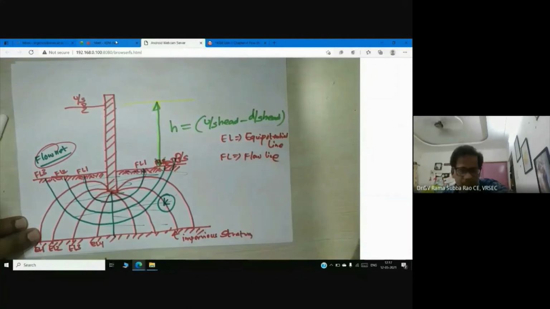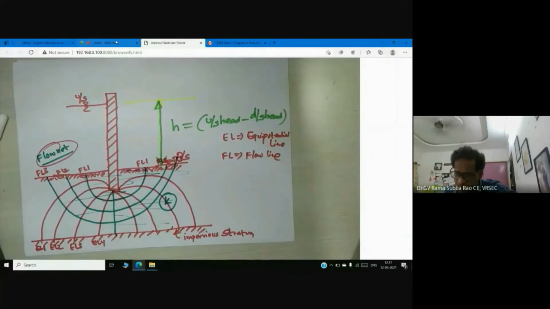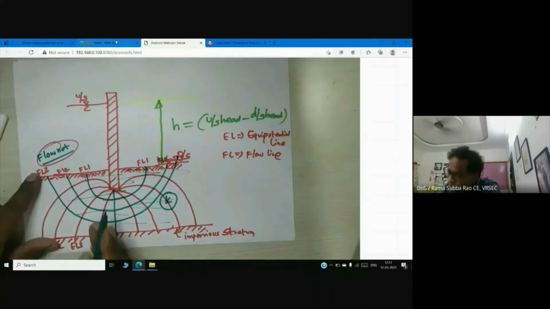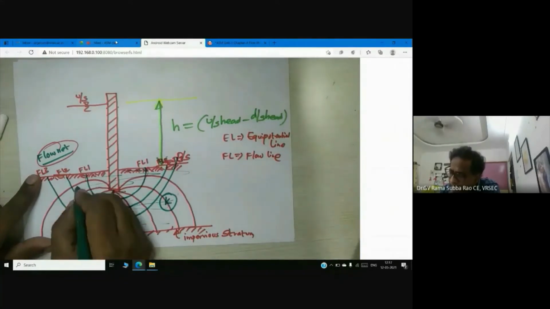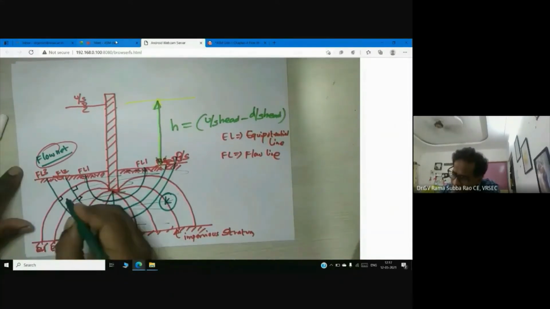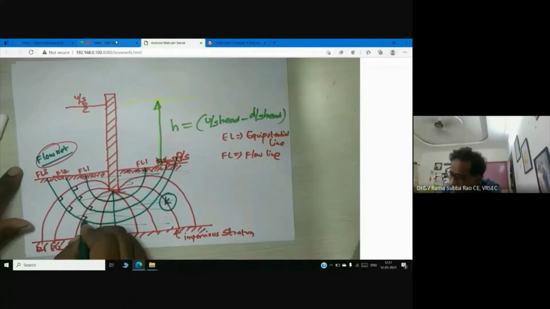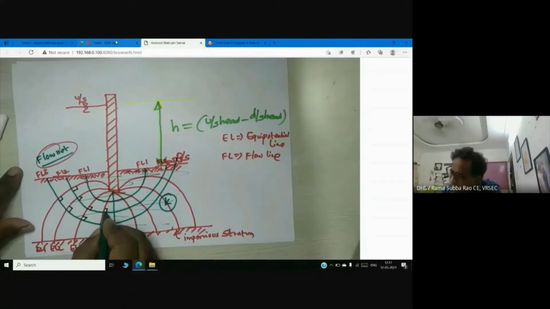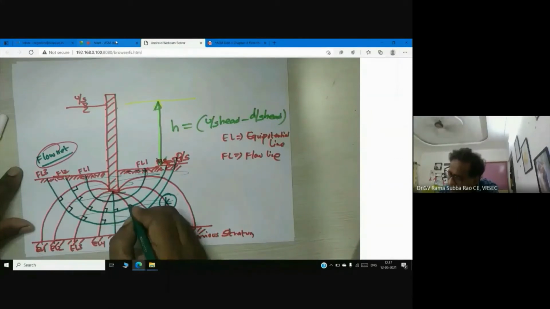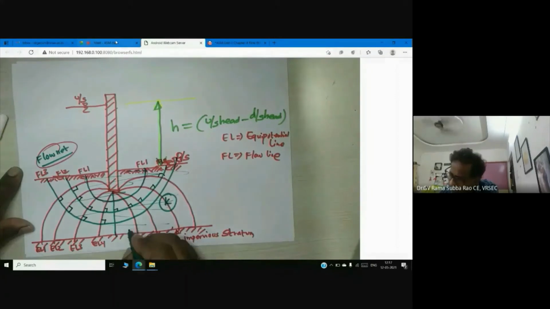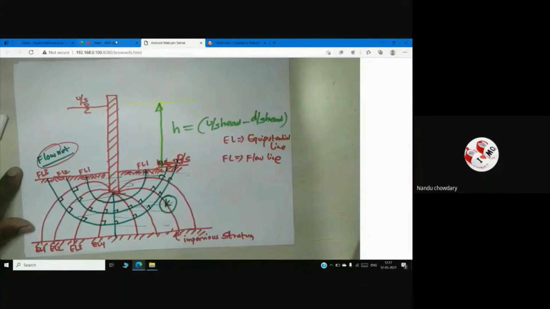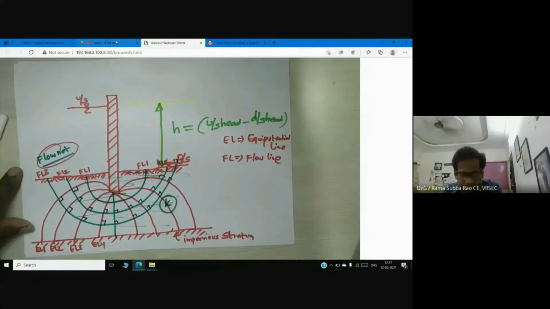Now you see, if you observe here, see the way I have drawn the figure. Can anyone, if you observe clearly the way I have drawn the figure, can you comment now? Have you observed that equipotential lines and flow lines are mutually perpendicular to each other? It is very good. So I must appreciate you.